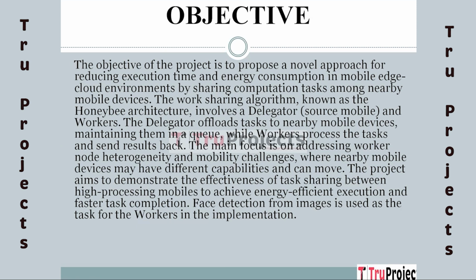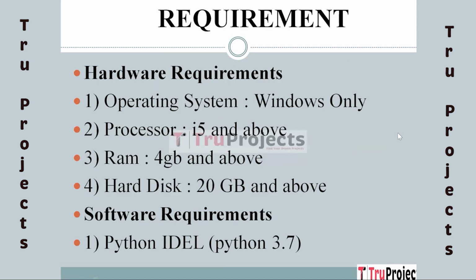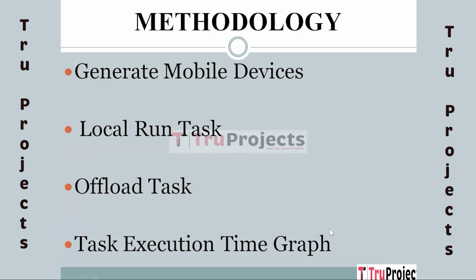The project's goal is to show how task sharing between high processing mobiles can result in more energy efficient execution and faster task completion. Face detection from photographs is the task assigned to the workers in the implementation. Requirements. The requirements of the project are hardware requirements and software requirements. In hardware requirements, we have operating system Windows only, processor i5 and above, RAM 4GB and above, hard disk 20GB and above. In software requirements, we have Python IDLE with 3.7 version.